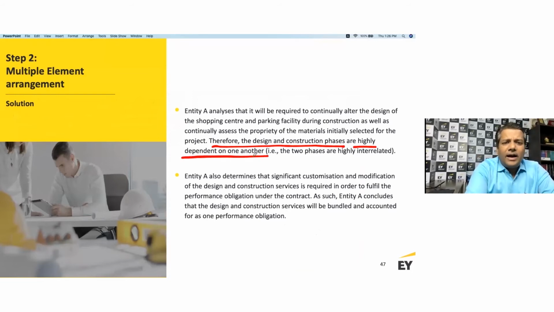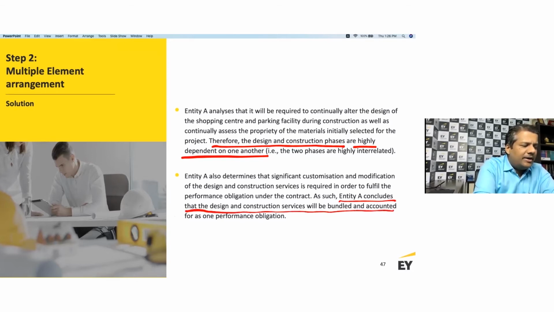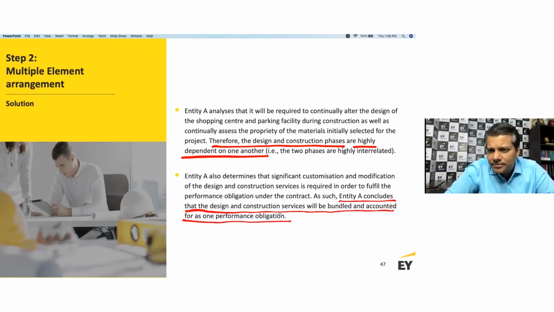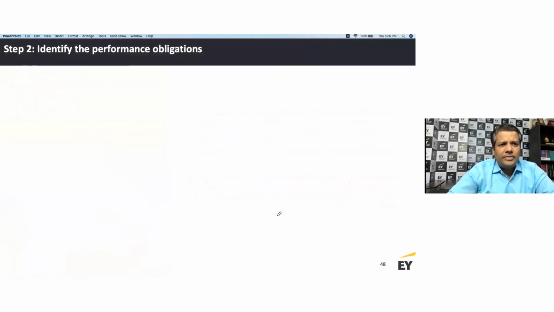So, if they are highly dependent upon one another, what will entity A end up concluding? Entity A will conclude that the design and construction services will be bundled and accounted for as one performance obligation. They are not two performance obligations here. It is one performance obligation because they are highly correlated and highly dependent. As a customer, I need both of them to function and work. Otherwise, I won't benefit from one without the other.